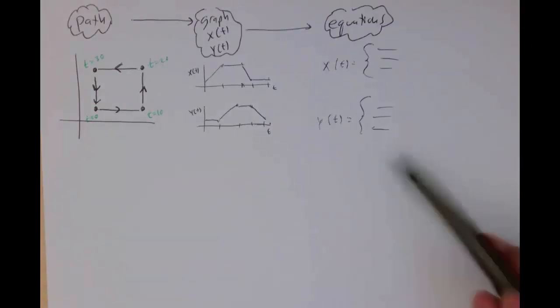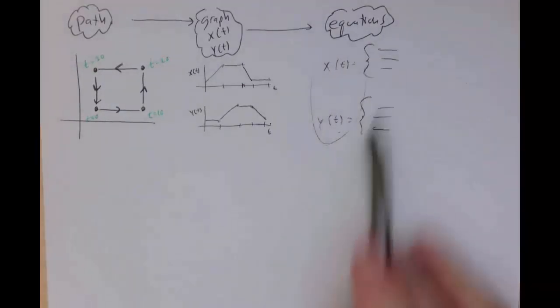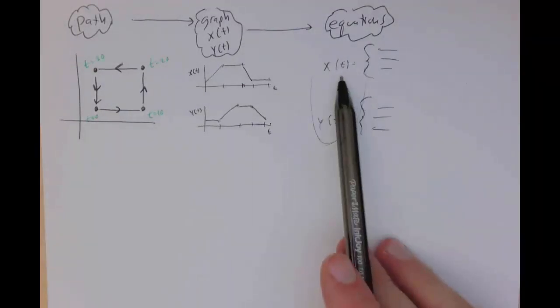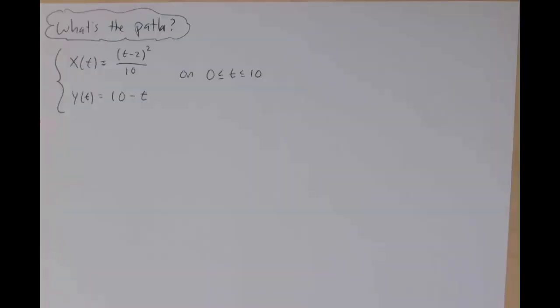So I'm going to start by giving you some parametrically defined equations, not piecewise defined, just some normal functions. And then we're going to go backwards. We're going to figure out what path they actually represent. So let's say that the x position as a function of time is given by (t minus 2) squared over 10, and the y position is given by 10 minus t. But we're only interested in starting at time 0 and going to time 10.